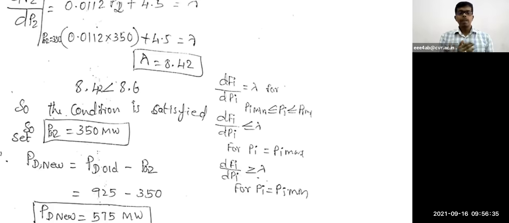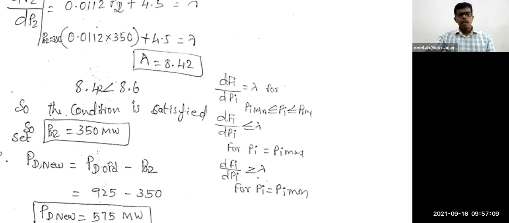Next, what is the next step after finding out the optimality condition? The next step is we have to find out the PD new. So PD new is equal to PD old minus sum of fixed generation not satisfying the operating limits. If you forget that algorithm, go through my previous class. So what is PD new? PD new is equal to PD old minus sum of fixed generation not satisfying the optimality limits.